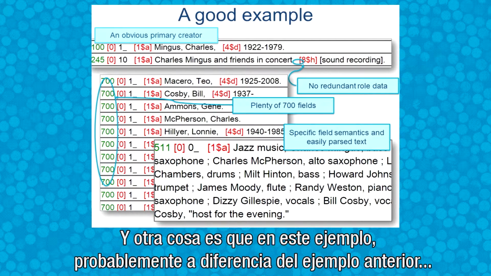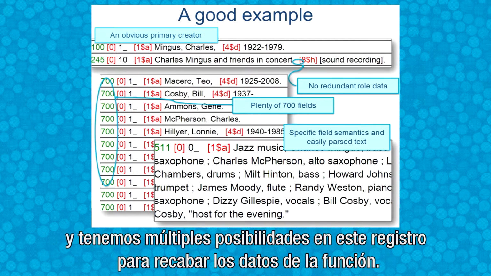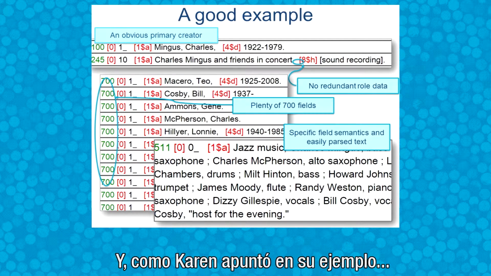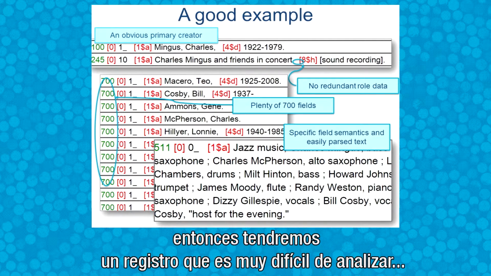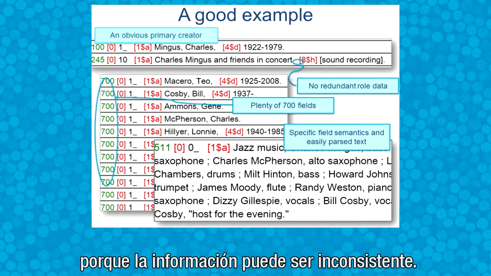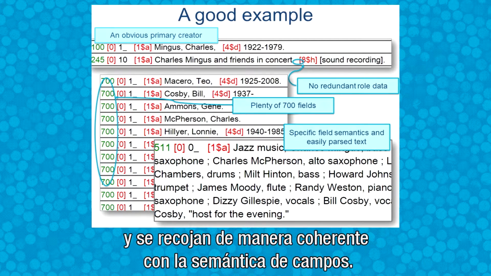Another thing is that in this example, possibly unlike the previous example, we have an obvious primary creator who's mentioned in the title as well. And we also have multiple opportunities in this record to record role data. And as Karen pointed out in her example, if you put role data everywhere that it would be allowed in free text or whatever, then you end up with a record that is actually very difficult to parse because the information may be inconsistent. And so here, the wise choice was made that you use the MARC record standard to its fullest and record it in a way that is consistent with the semantics of the field.